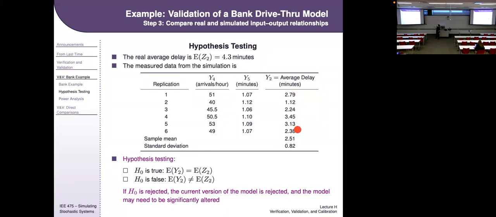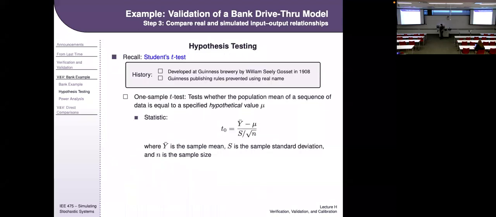Of these 6 samples, each one is the average delay across customers for day 1, day 2, all the way up to day 6. I can take an average of those, 2.51, and its standard deviation, 0.82, and I want to know, is it likely that this average would be described by a distribution whose mean matches the mean I got in the real system? So that's where I go to my Student's t-test.